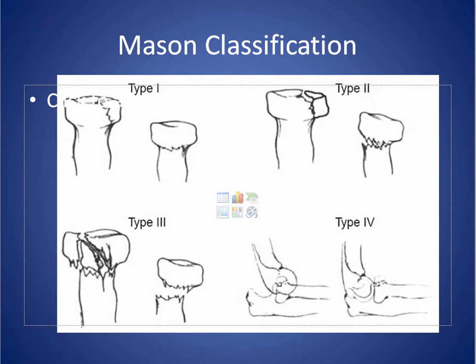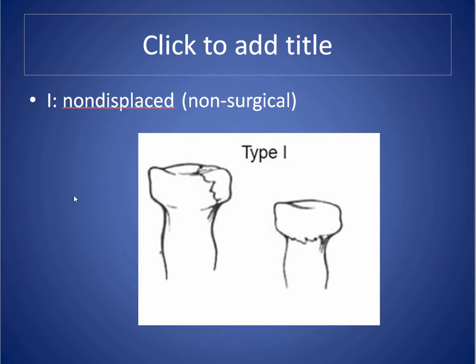There's a classification for these fractures, the Mason classification, and we'll go over these in detail here. So the type 1 Mason fracture is just a non-displaced radial head fracture, so there's no articular step-off. These do very well with conservative treatment.